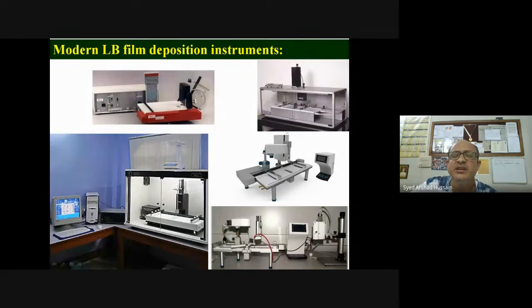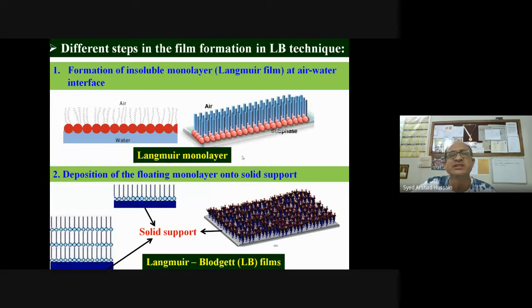So this is a Teflon trough filled up with water. You can spread your material there. We will discuss this a little bit in the next slides. Then you can transfer it onto the solid support. How you spread, how the film forms, and then how to deposit, we'll discuss a little bit.